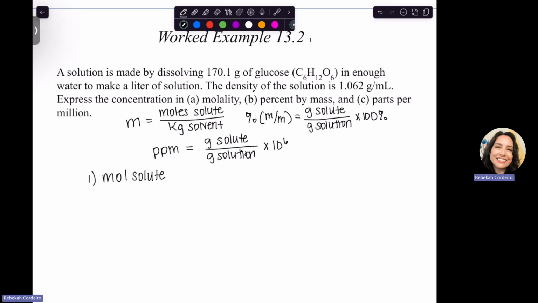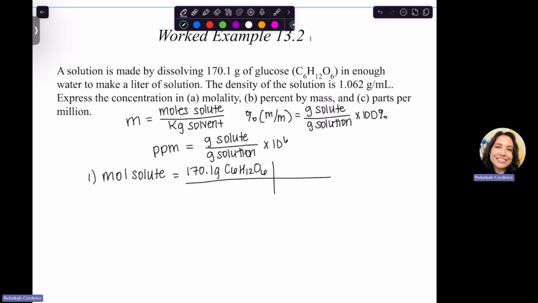And the solute is the glucose. So it's going to be your grams of your glucose divided by your molar mass of your glucose. And that will give you moles of glucose. So that'll be the first part.